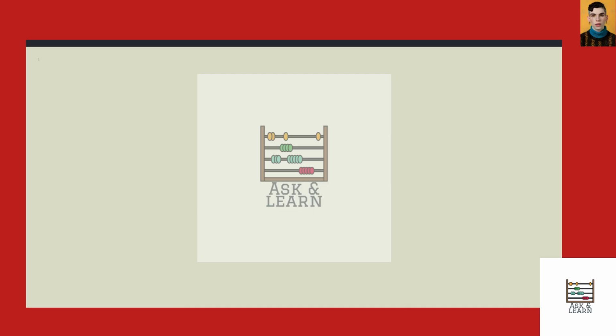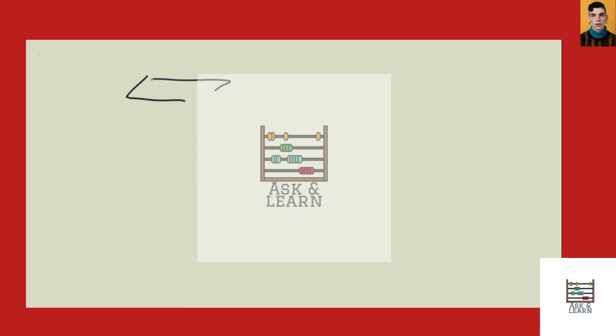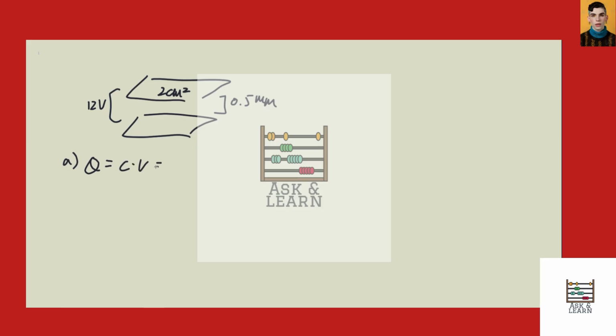So in this question, we have a capacitor plate that is initially charged and then disconnected from the battery. So let me just write some of the key information. What is the charge on the capacitance? Well, Q equals C times V. Then we figure out what the capacitance is: epsilon naught times area over distance.